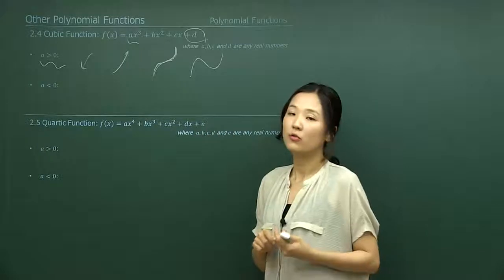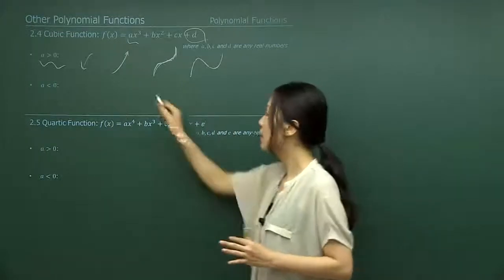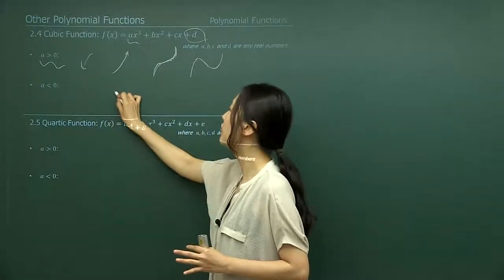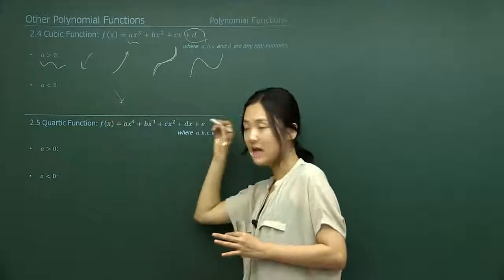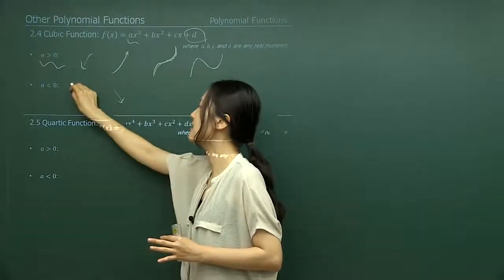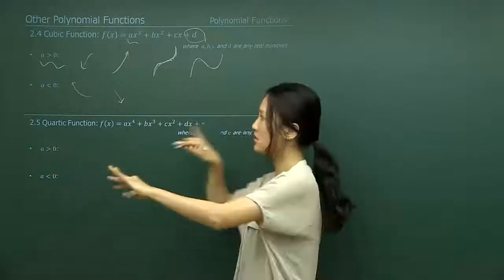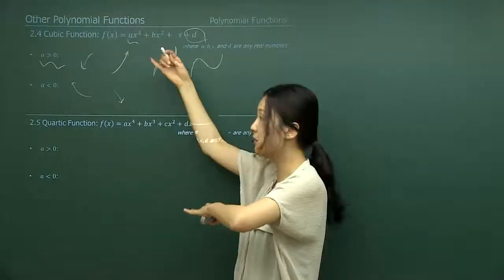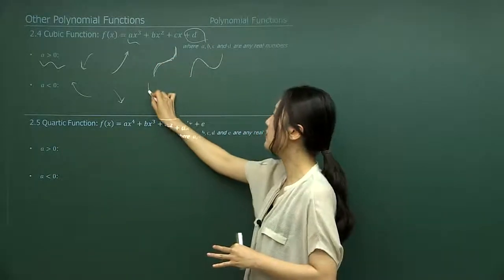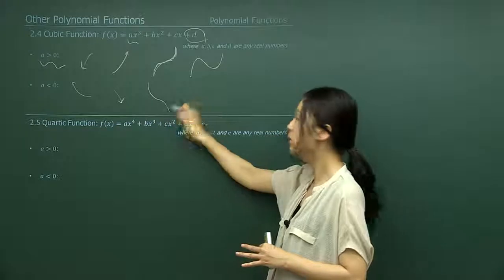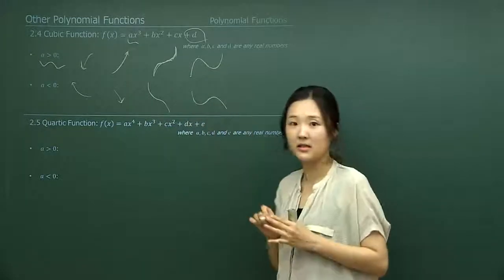Okay, now for negative a, your function will fall as it goes to the right, and it will rise as it goes to the left. It's the opposite way as the above, right? So you will be getting a graph that goes like this or that goes like this.